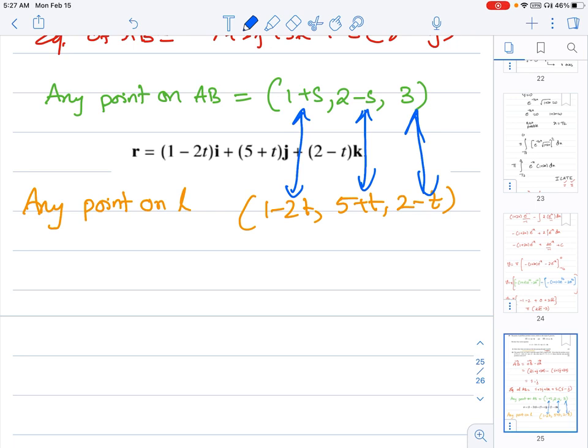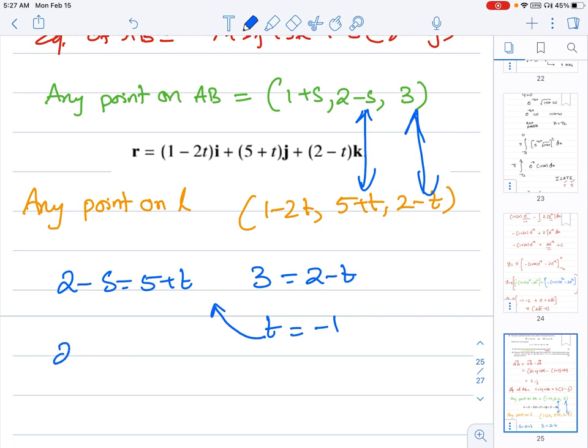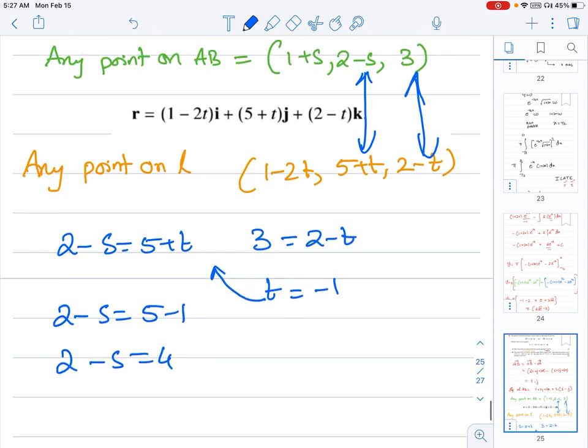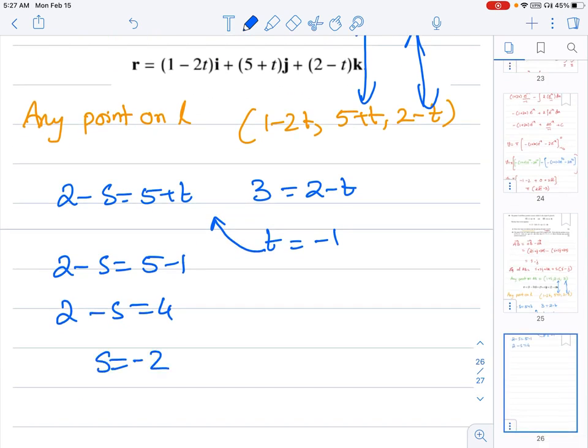It is easy to take the j and k coordinates so that I can directly get the values. For the j coordinates, 2 minus s is equal to 5 plus t, and for k, 3 is equal to 2 minus t. So from there t is equal to minus 1. Plug in t equal to -1: 2 minus s is equal to 5 minus 1, 2 minus s is equal to 4, s is equal to -2.